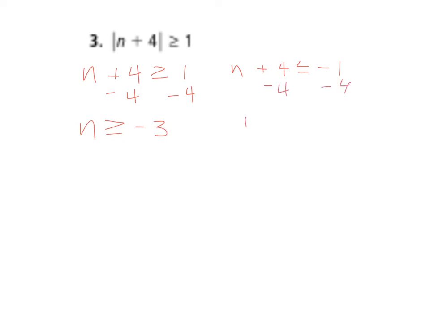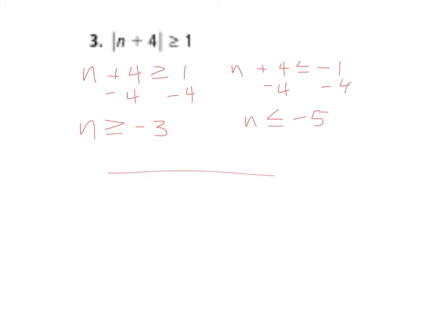Question number 3. We've got this part, which is positive. Can this positive be greater than 1? Sure it can be. So we can just go ahead and split this. N plus 4 greater than or equal to 1. N plus 4 less than or equal to negative 1. We're going to minus 4 on both sides. N is greater than or equal to negative 3. On this side, minus 4, N is less than or equal to -5.